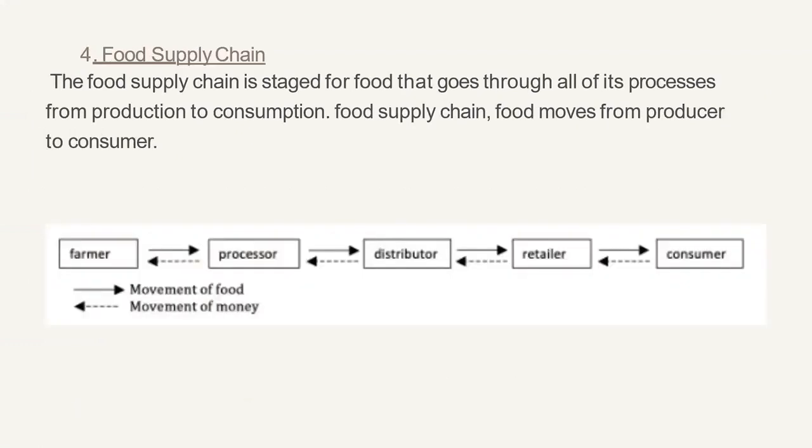food supply chain. The food supply chain is the stages that food goes through, from the producing process to its consumption process. From the graph below, we can see how food supply chains work. First, farmer. Second, producer, distributor, retailer, and last is consumer. Where the food goes, the money goes. So there is movement of food and movement of money. Next.